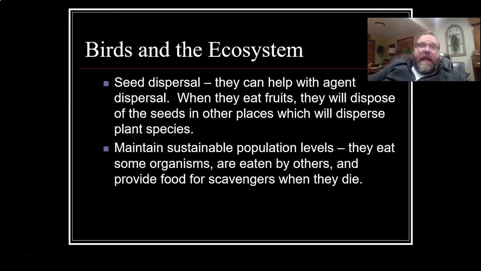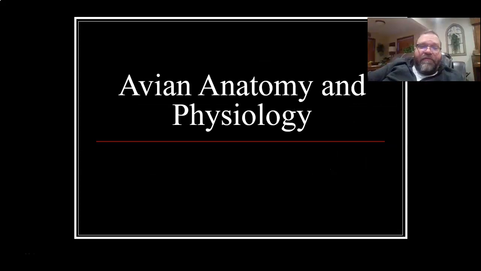So what happens is, like a bird will eat a fruit, swallow the seed, fly off somewhere else, and poop the seed out, and then the seed gets deposited somewhere else where it can grow into a new plant. That's seed dispersal, agent dispersal. They maintain sustainable population levels. They eat some organisms, are eaten by others, and provide food for scavengers when they die. So they're all part of the web, chain, or circle of life.